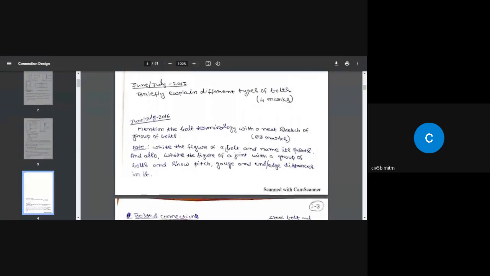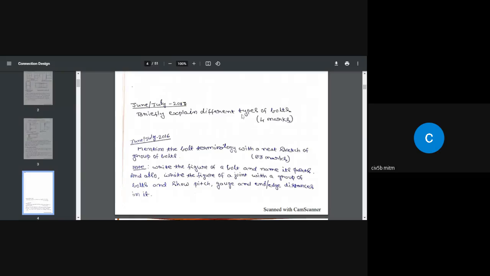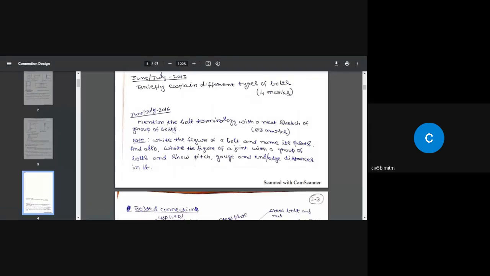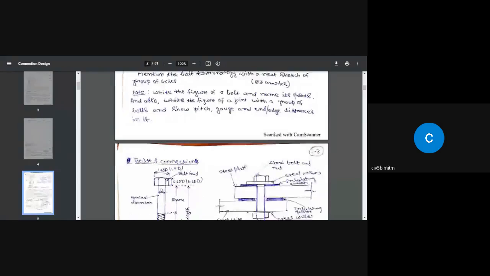So these are the questions. Briefly explain different types of bolts. This was in the 2017 examination, carrying 4 marks. Mention the bolt terminology with a neat sketch. These are all the questions.